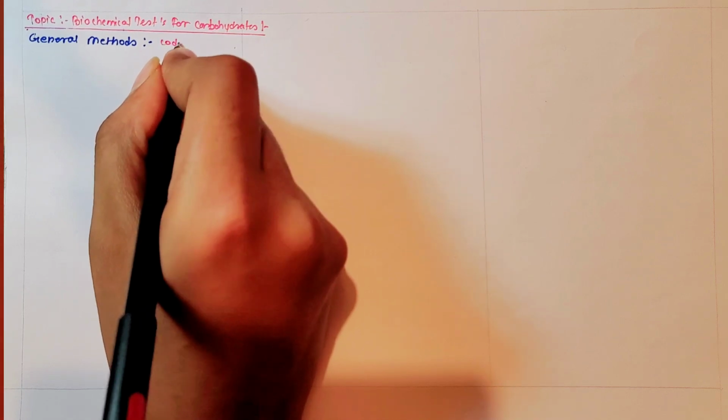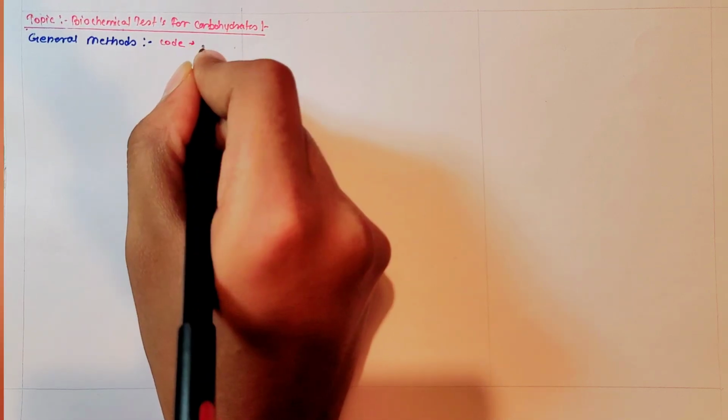So hello everyone, today we will be doing the biochemical test for carbohydrate. For carbohydrate there are several tests, but we generally use three tests. These are Molisch test, Fehling test and the Benedict's test. But now the small problem arises: how are we going to remember these three methods? So there is a small trick that is called a code.